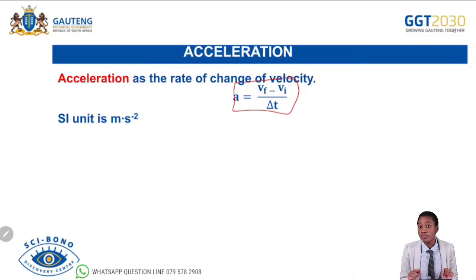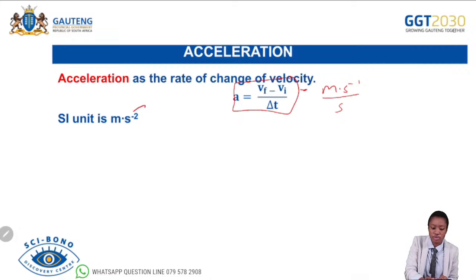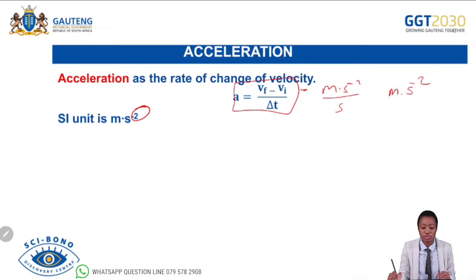What are the units for acceleration? We know that it's meters per second squared. Why? Because we know that velocity is meters per second and we have time, which is per second. So that's where the 2 will come in. So we have m·s^-1 and then s^-1, and if we take this up, then we have m·s^-2. That's the unit for acceleration.